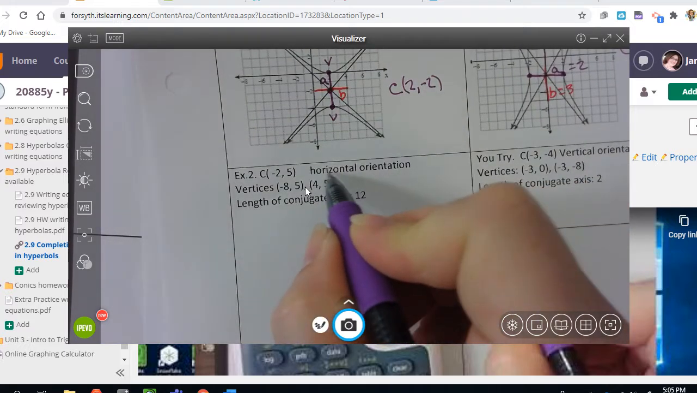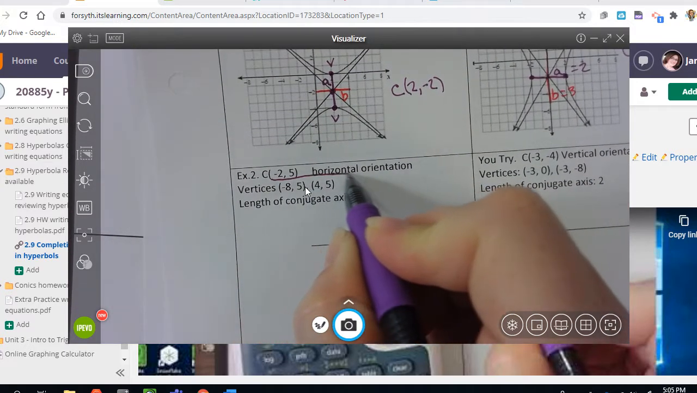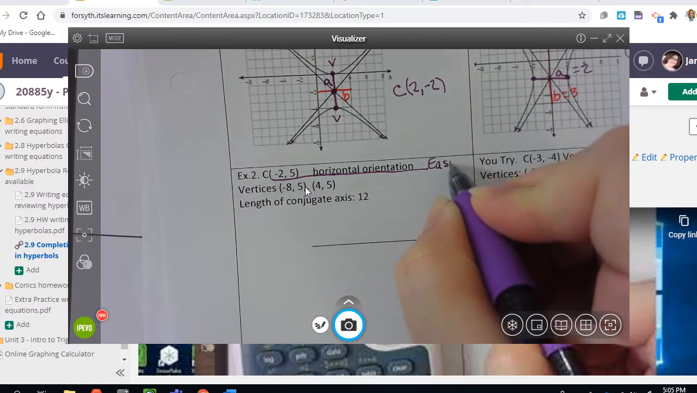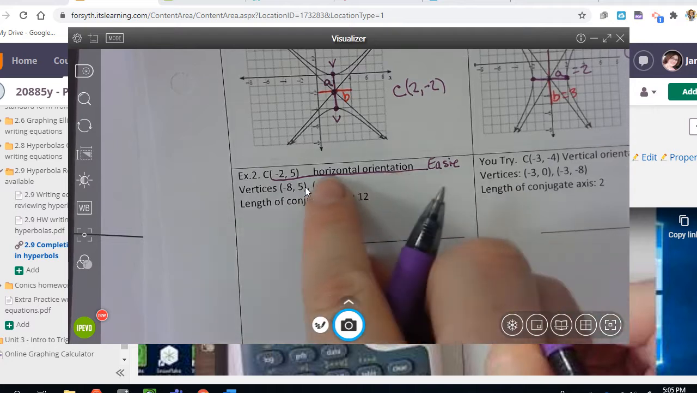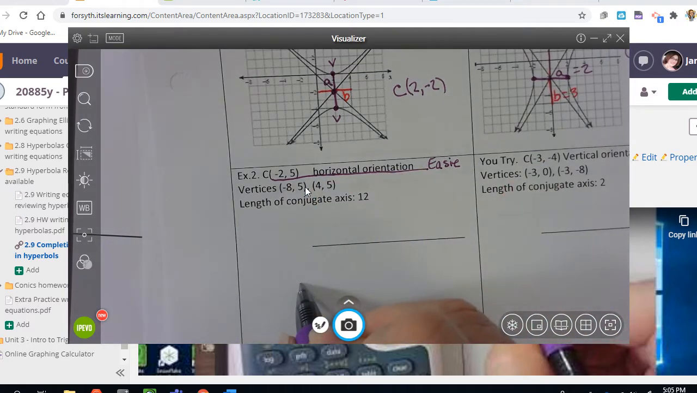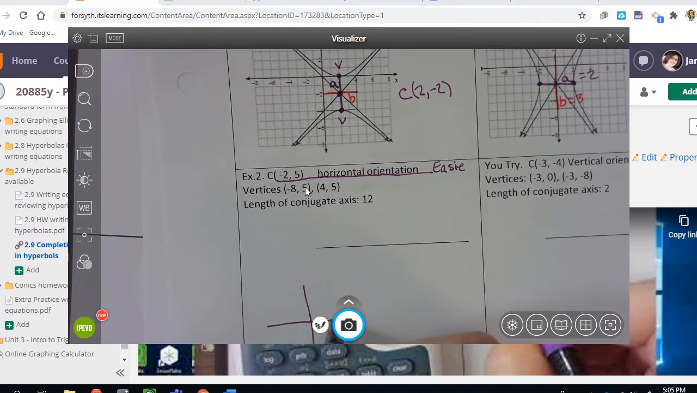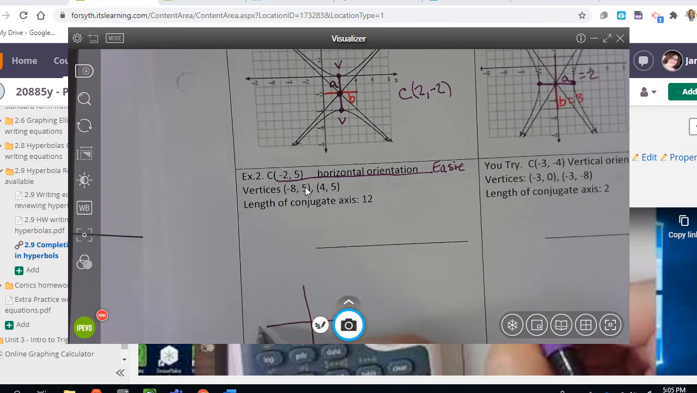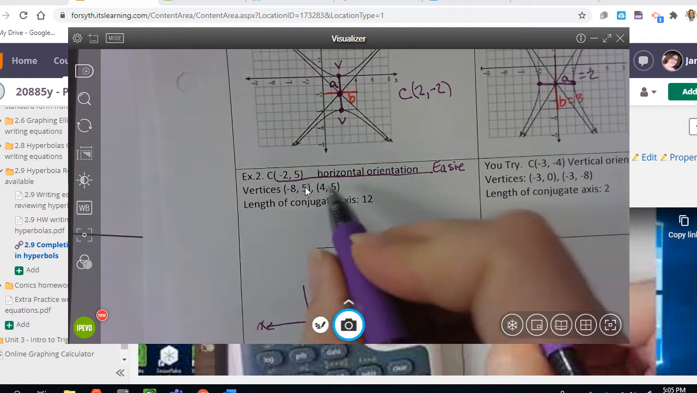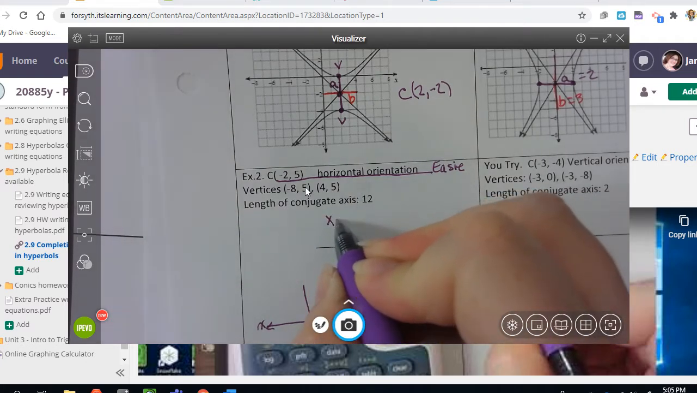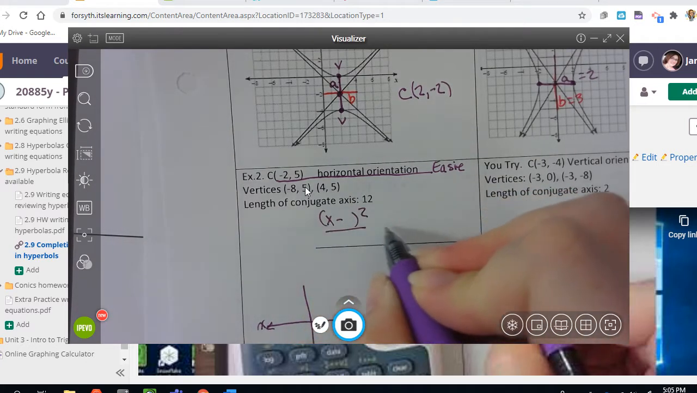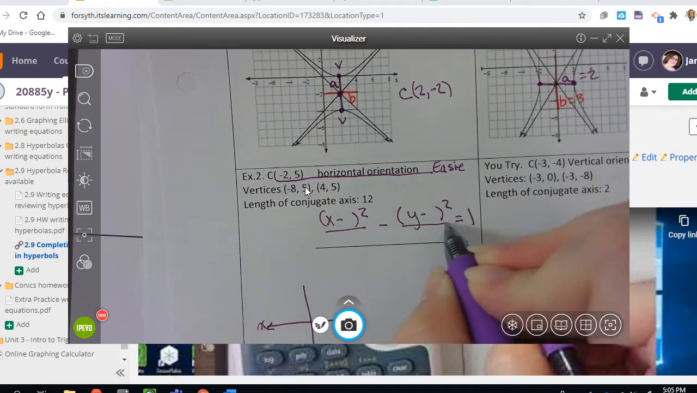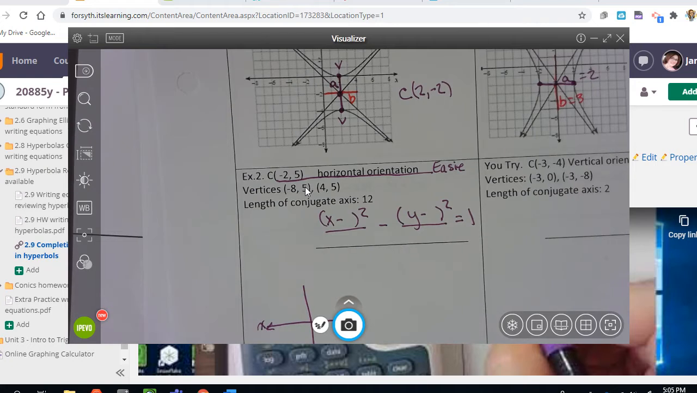Now, in this one, I did tell the classes that it's kind of moot in the fact that they give you this, but this does make it easier. It is easier because if it's a horizontal orientation, that means I know that wherever the axis is, it's going to be parallel to the x-axis because the x-axis is horizontal. So I'm going to start with x minus, y minus something squared equals 1. Okay? That's the setup because it has horizontal.